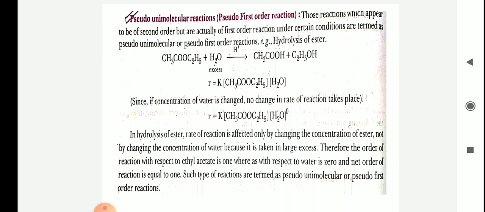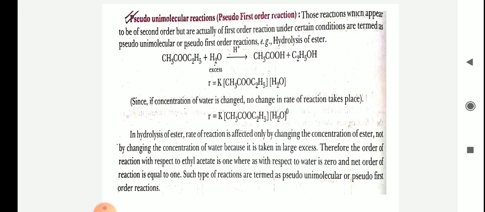Next we discuss pseudo unimolecular or pseudo first order reaction. Now pseudo means false. It is a false first order reaction. Let us see how. Those reactions which appear to be of second order but are actually of first order under certain conditions are termed as pseudo unimolecular or pseudo first order reactions. So the reactions which look like a second order reaction but are actually first order reactions under certain conditions are termed as pseudo unimolecular, pseudo first order reactions.